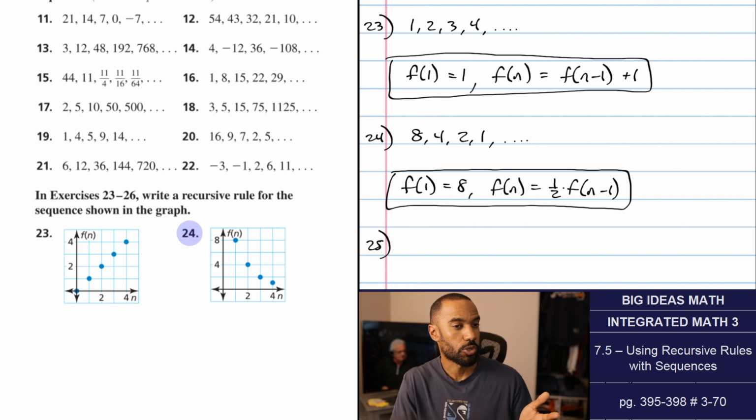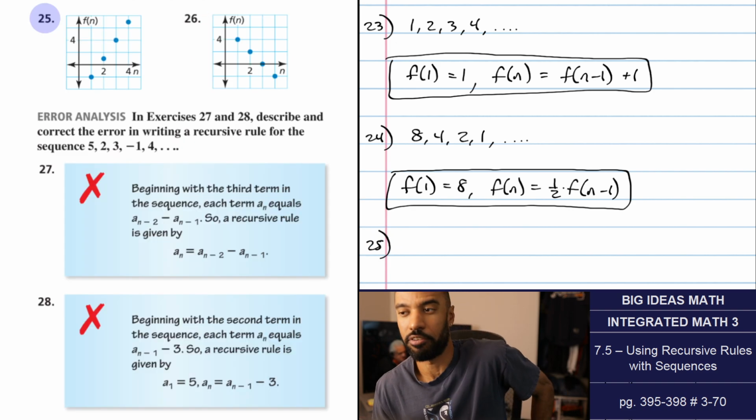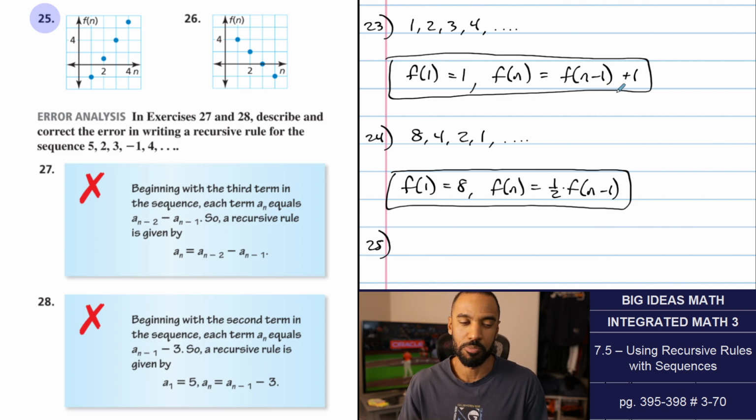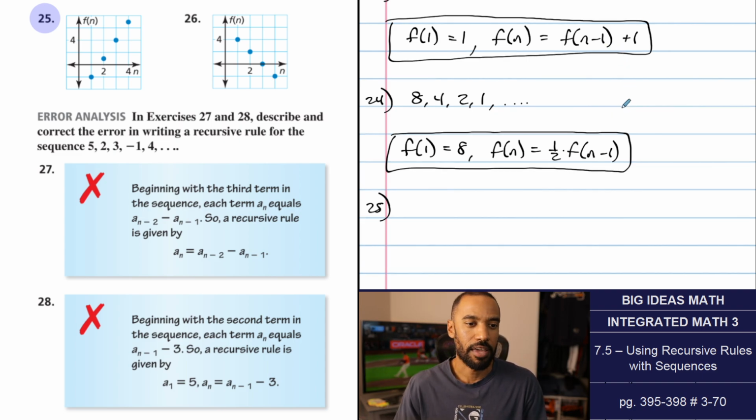This has been a nice quick stretch. I mean, when we hit word problems, it'll be a different story. And I was going to say error analysis might even slow me down. Number 25.